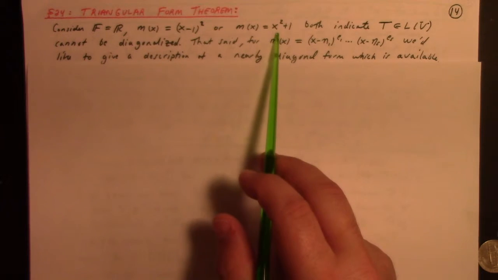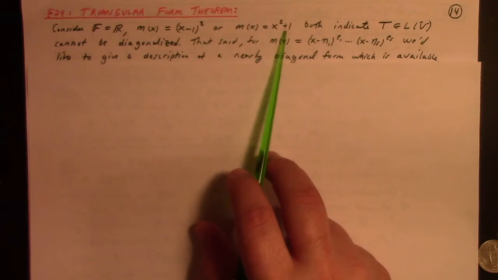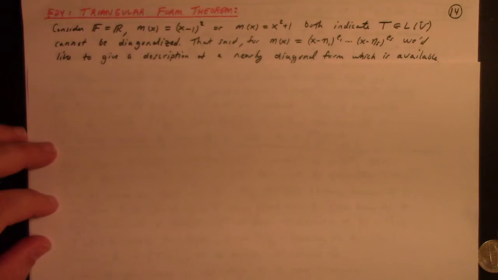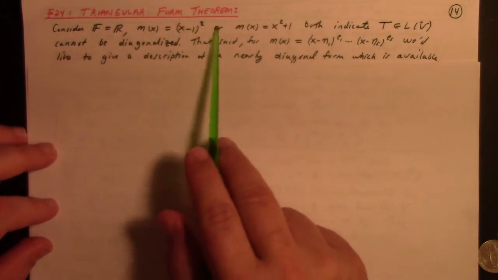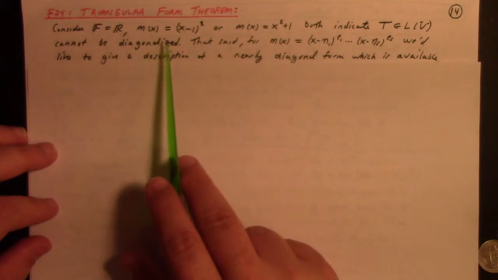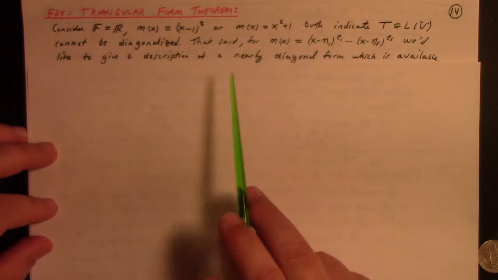This one, on the other hand, doesn't even have eigenvalues if the field is real. Now, in the complexes, well, then everything's a little bit simpler, right? But we'd like to understand more about this. Like, what went wrong here? What's the next best thing we can do? If we can't diagonalize it, what can we do? And so that's what the triangular form theorem tells us.